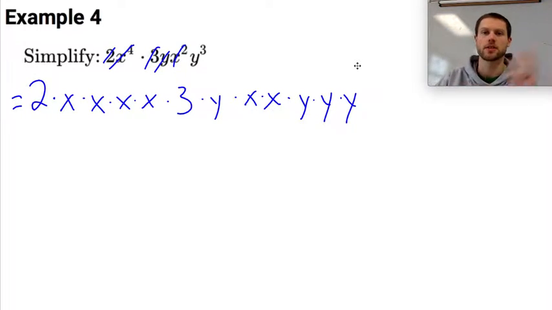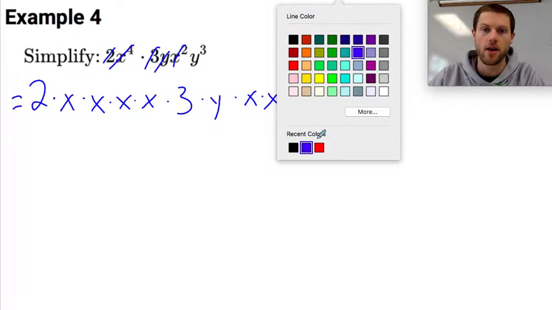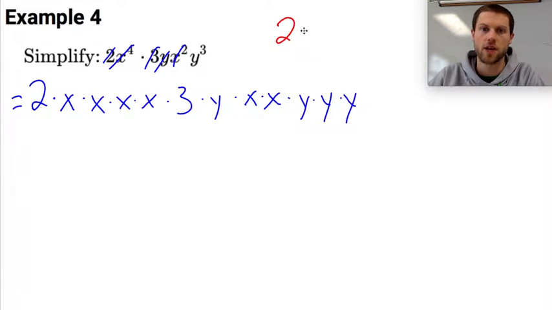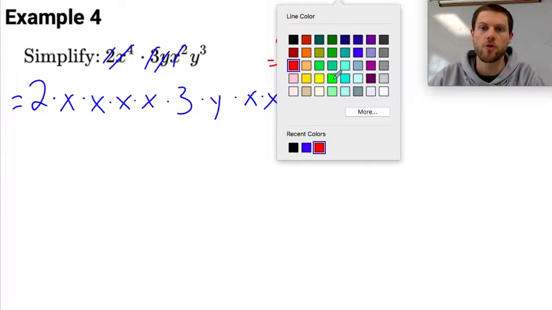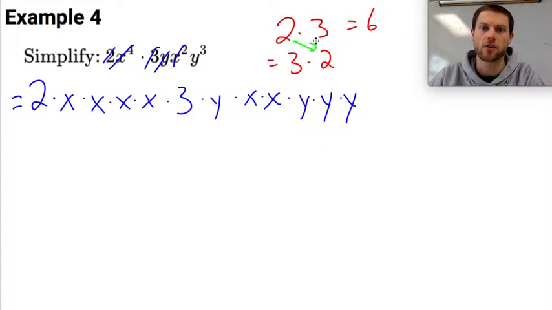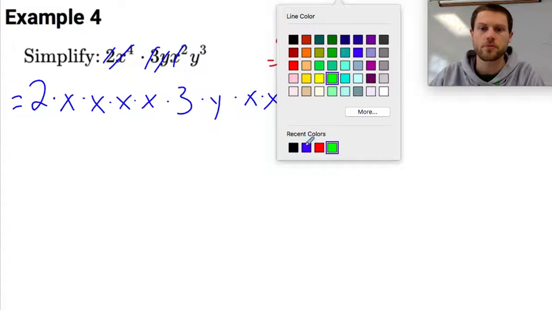I've got lots of y's and x's and numbers jumbled all over the place. And with multiplication, I can rearrange the order of these things. Because remember, if I had 2 times 3, which we all know is 6, that's the same thing as 3 times 2. So because I can move around factors whenever I multiply, I can do the same thing if they're x's and y's. So let's do that.